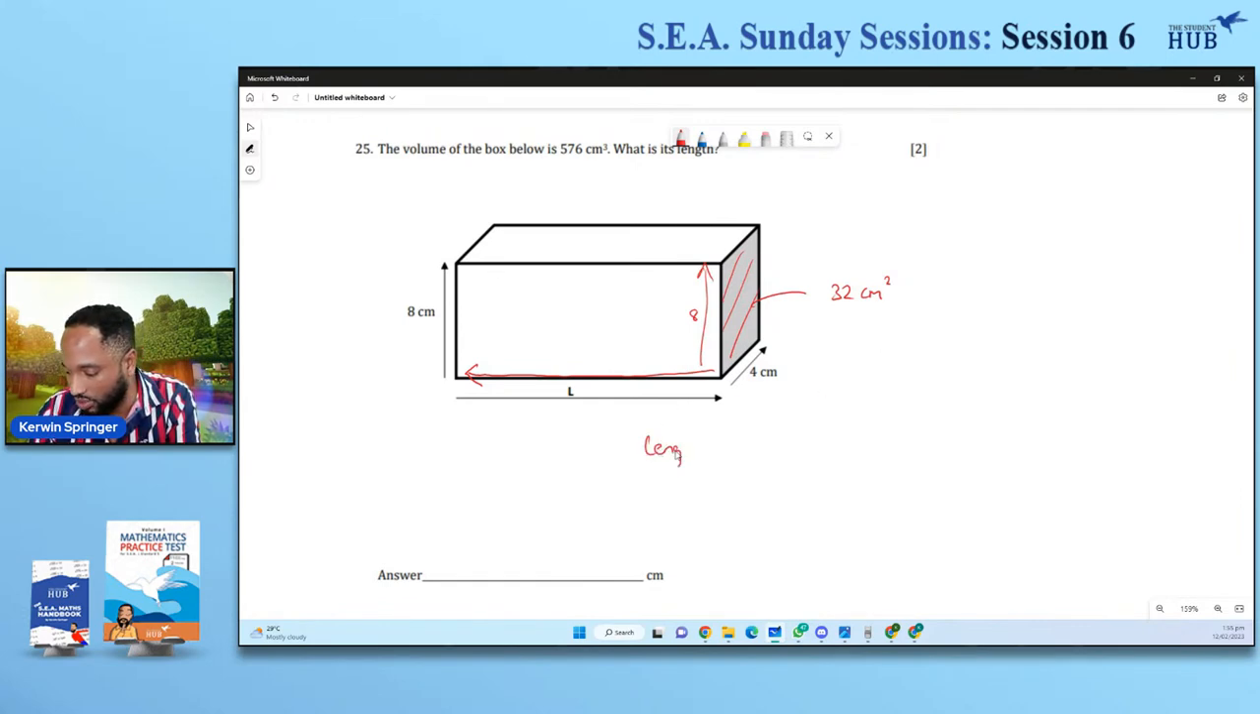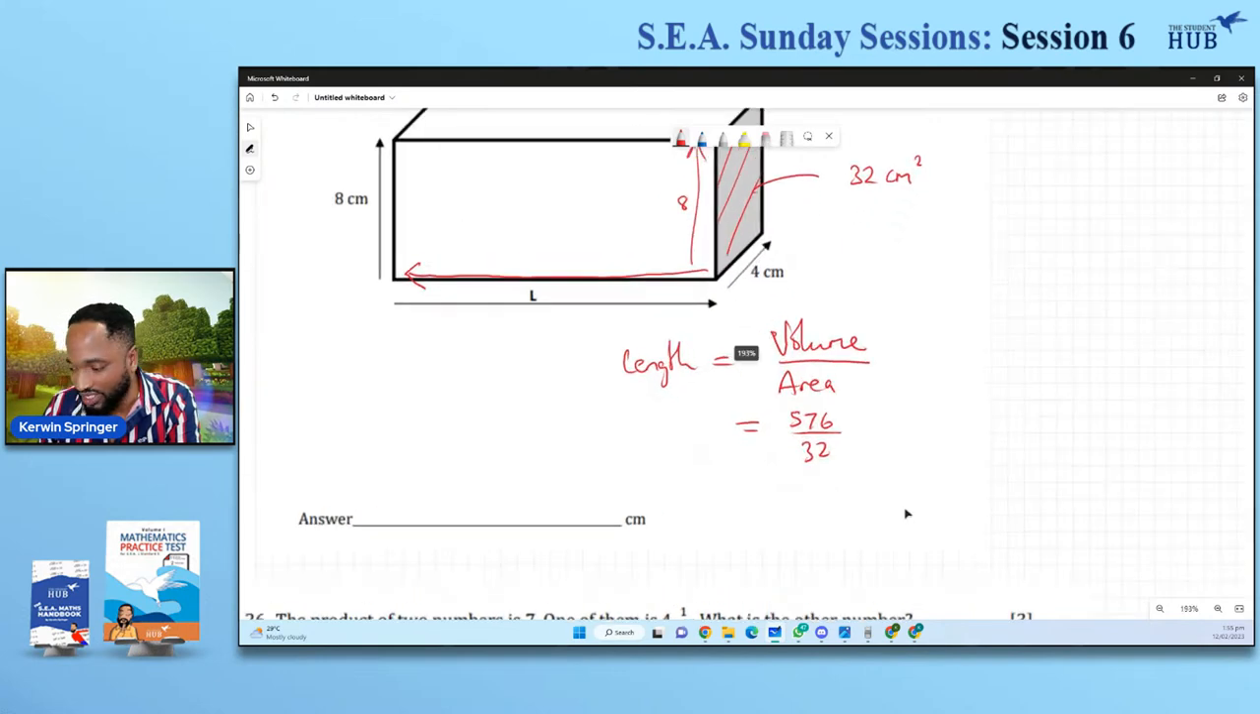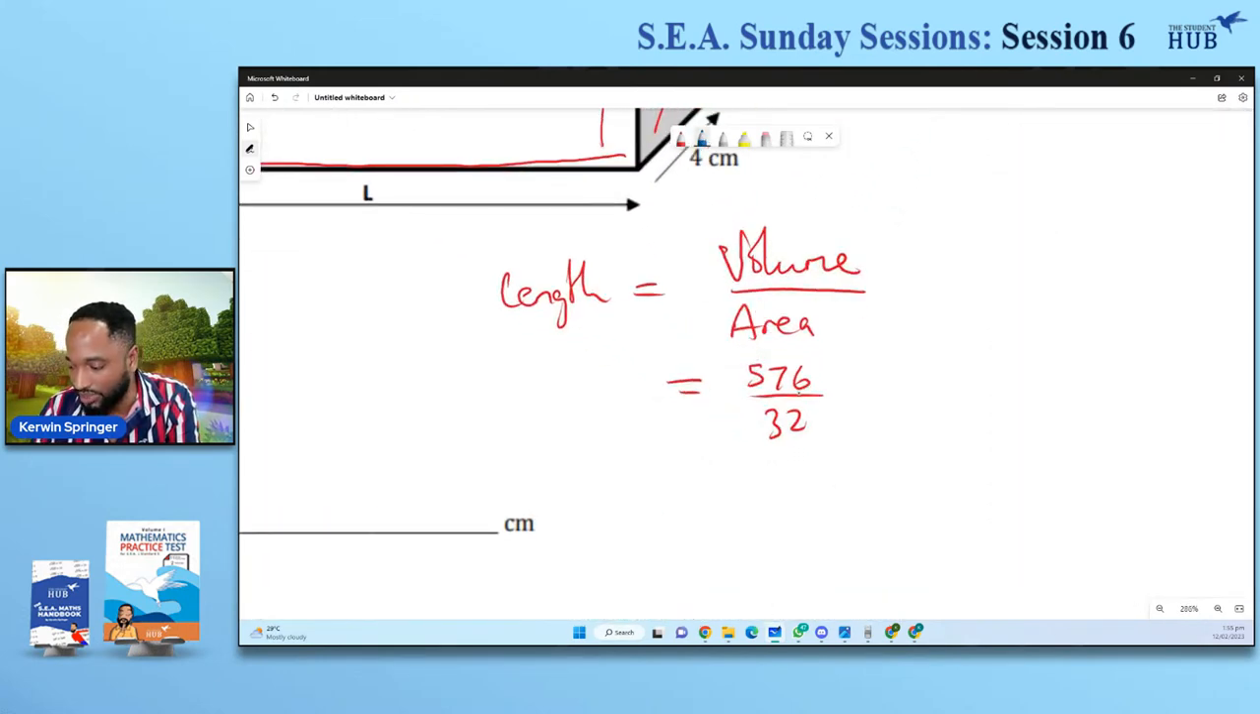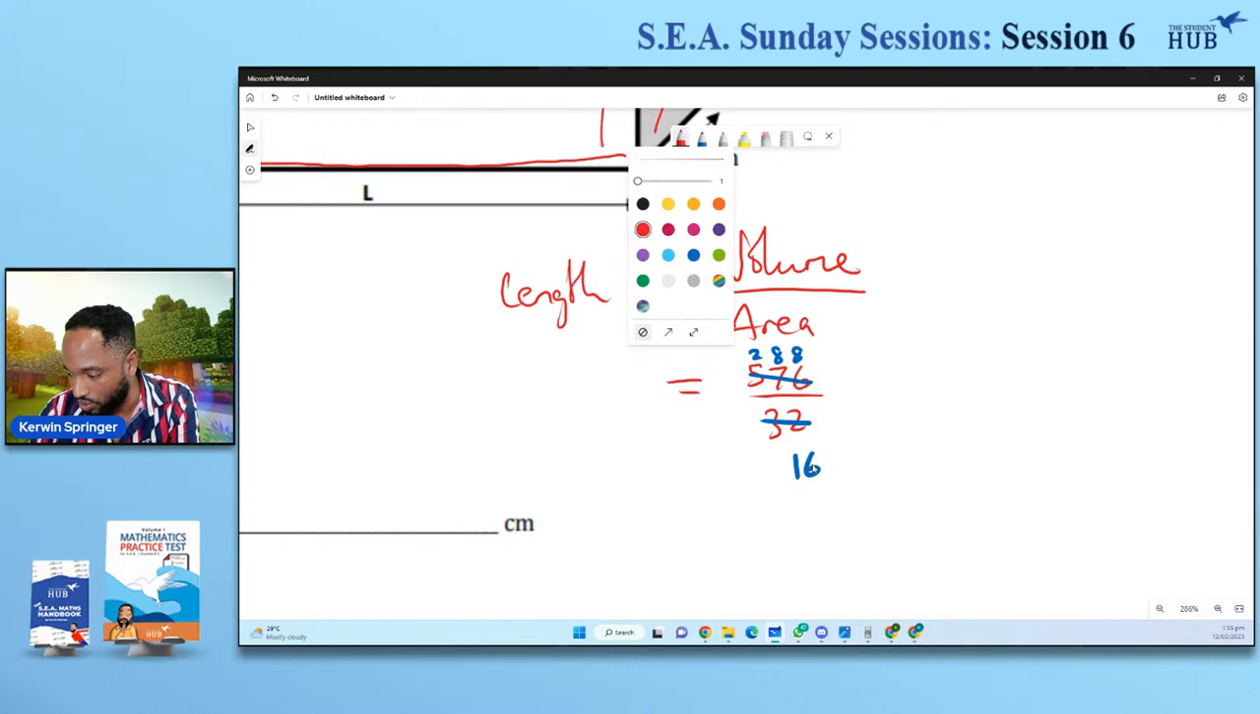So the length is going to be the volume divided by the area of the face, for prisms, since it's a prism. And the volume was given to us as 576. If you divide that by 32, I feel something nice will happen when we do this. I'm seeing people getting 18. 32 into 57 is 1, 16 squared, 256, so far I have 288 divided by 16.